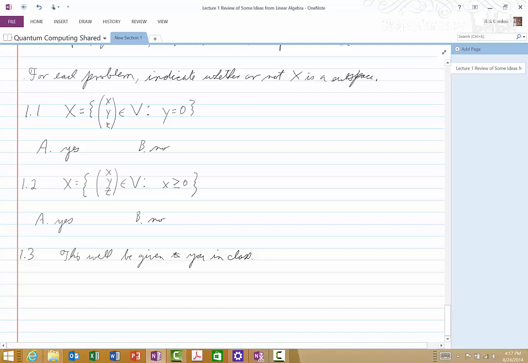So I hope that, again, this is not too tedious for anyone, and we will continue our discussion of some introductory ideas in linear algebra in lecture 2. And that concludes lecture 1.